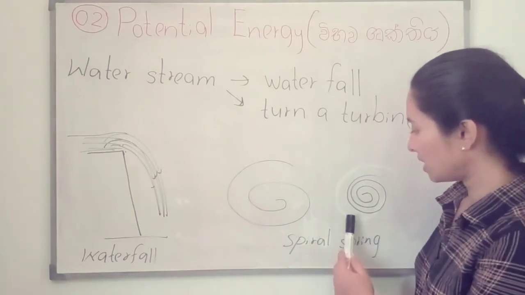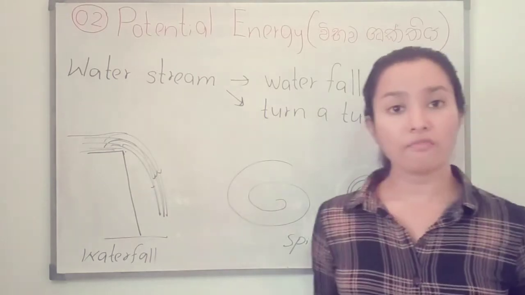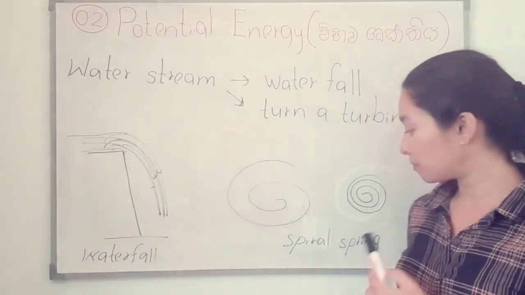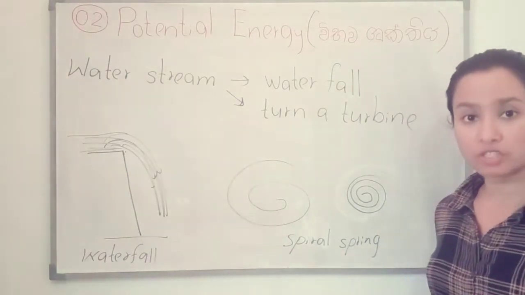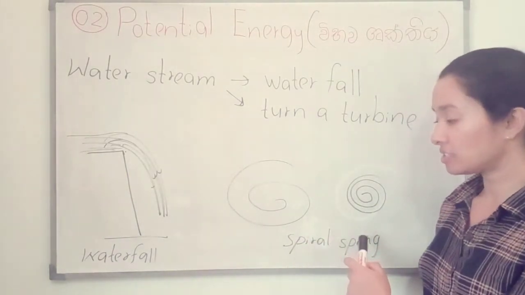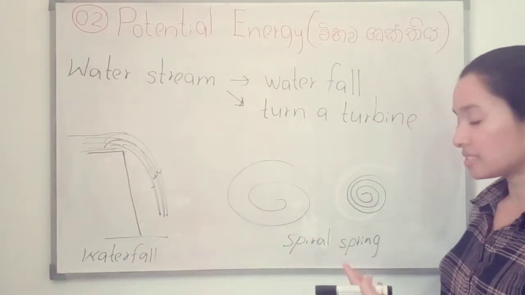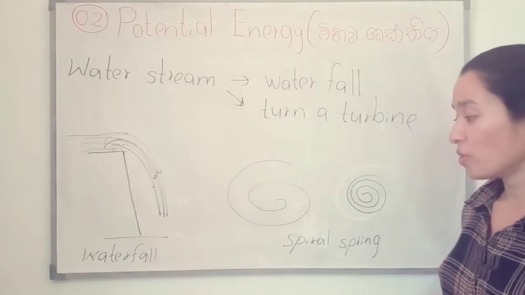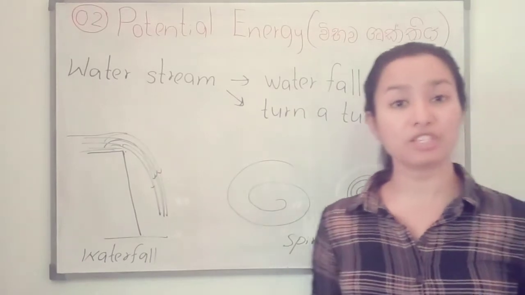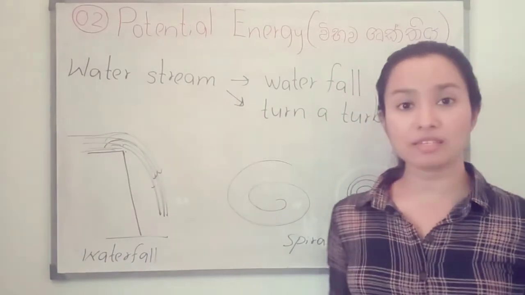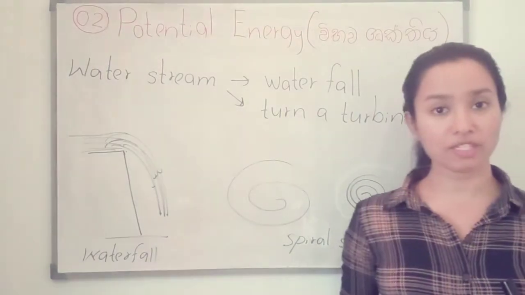You can see here there are two shapes of the spiral spring. Because when we wind it, the shape of the spring has changed. So it contains some energy. We call this energy potential energy, Vibhava Shakti. So our second form of energy is potential energy, Vibhava Shakti.